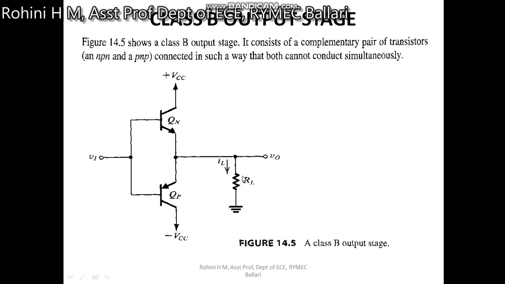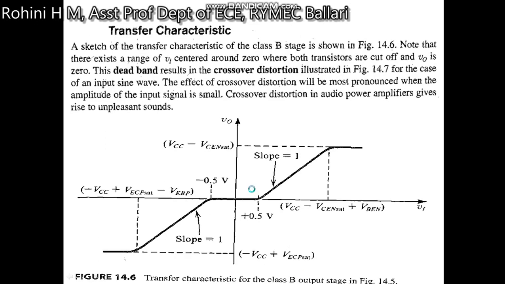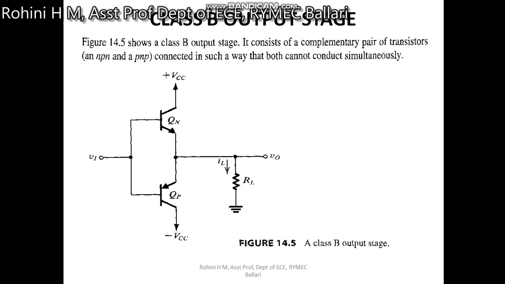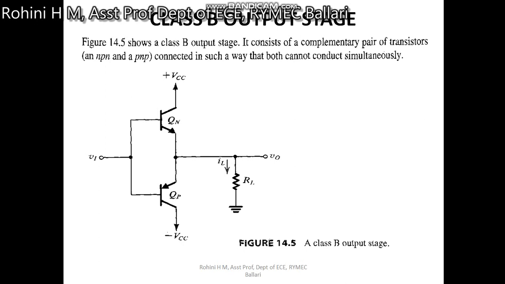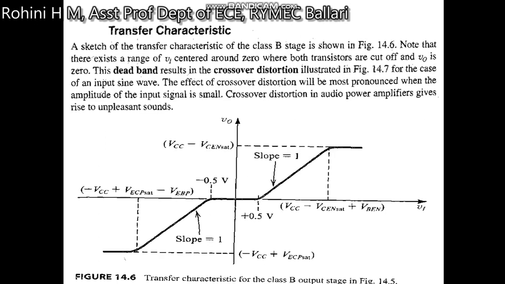This is the load current IL, which is measured across RL. For all the output stages, class A and class B, we need to learn only three things: efficiency, transfer characteristics and power dissipation. So coming to the class B output stage, this is the circuit diagram, and we need to learn the transfer characteristics of the class B output stage.